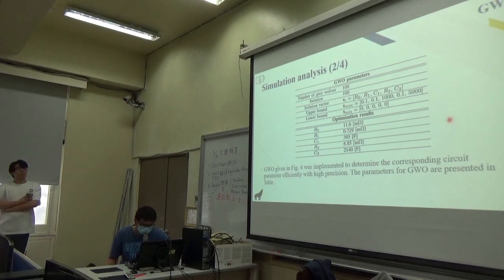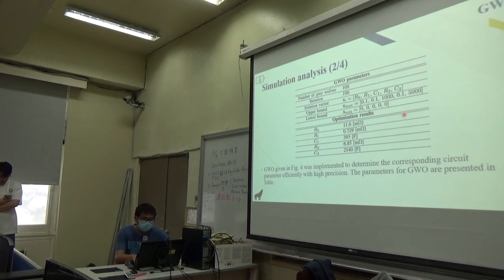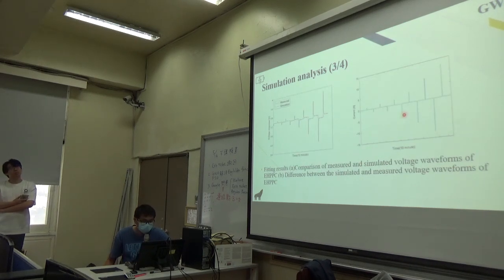This is GWO implementing the determination of the proposed circuit parameters with high precision. This is the GWO precision layer. And we use these parameters to do the simulation.